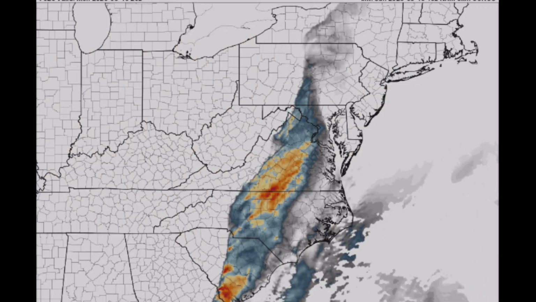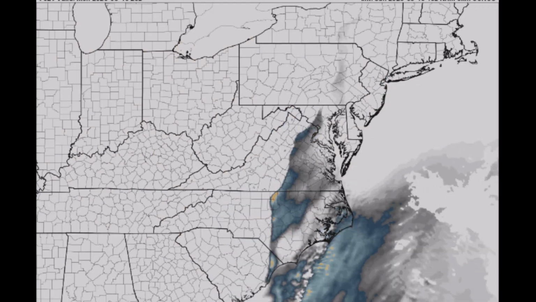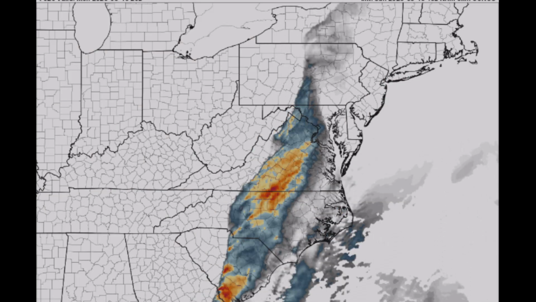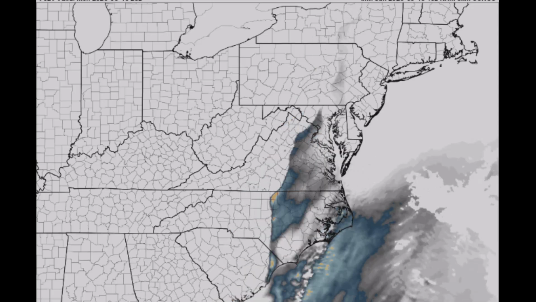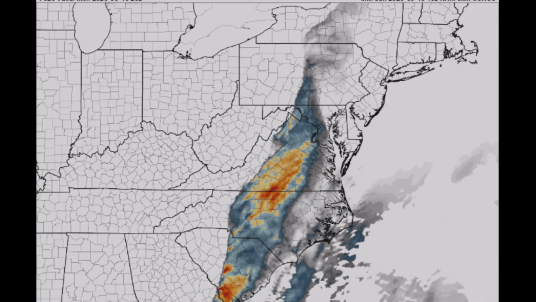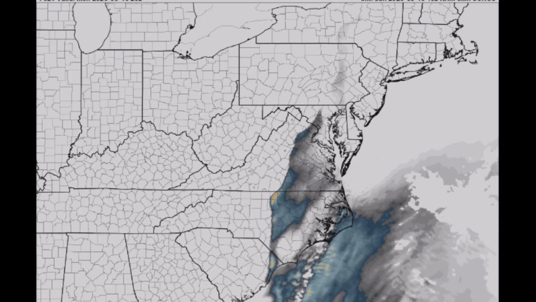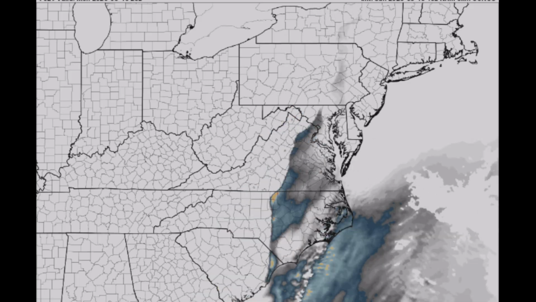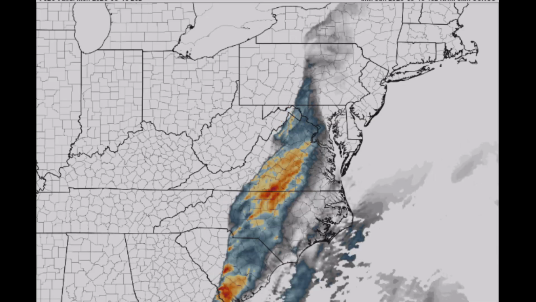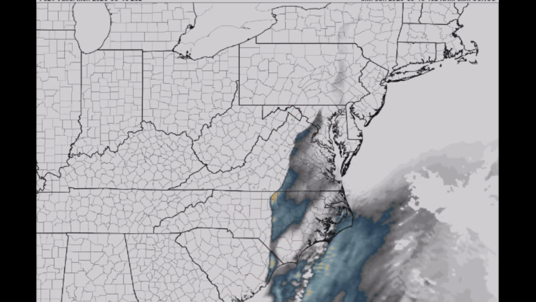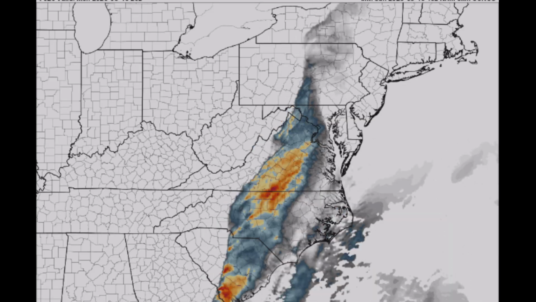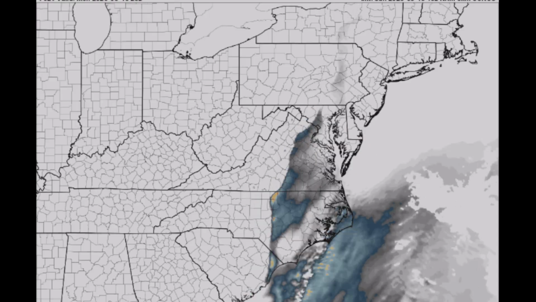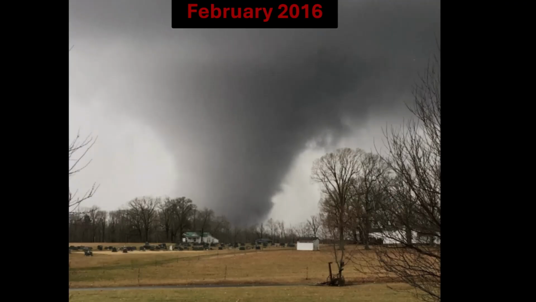Now, what we're looking at here is the significant tornado parameter. And you'll notice that between 2 and 6 p.m., we have this area of blue, yellow, and red that develops in the mid Atlantic and the southeast. You'll also notice that in the state of Virginia, there's a longer duration of a threat of tornadoes, especially around Lynchburg, Virginia. Now, Central Virginia has experienced tornadoes in the past.